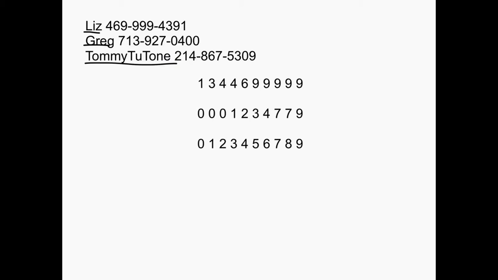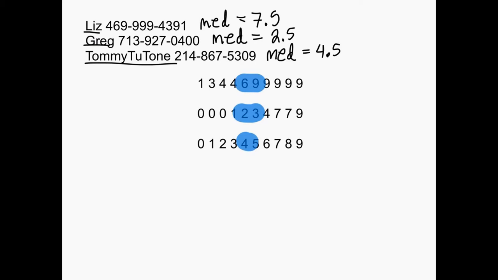Let's look at 3 box plots based on a few phone numbers. My phone number, my husband's phone number, and Tommy Two-Tone's phone number. Nobody really knows Tommy Two-Tone's area code, but I'm going to say it's 214. So let's line these phone numbers up and get them in order. Now that we've got them in order, it's going to be pretty easy to find the median. So there's our median, 7.5, 2.5, and 4.5.